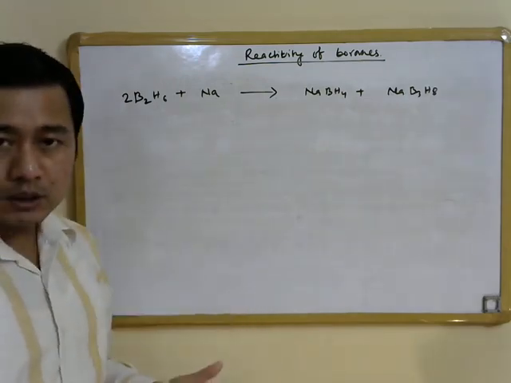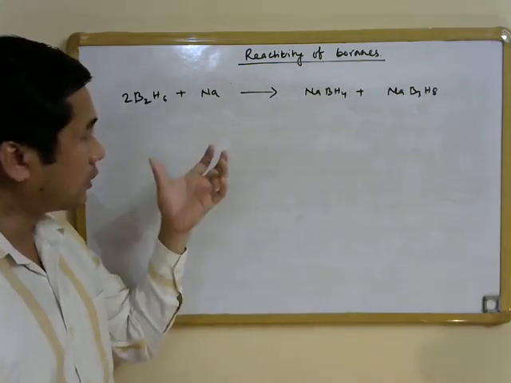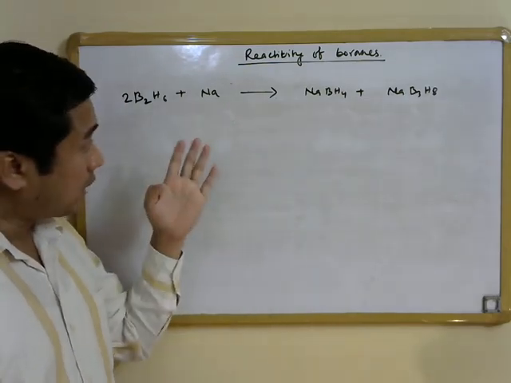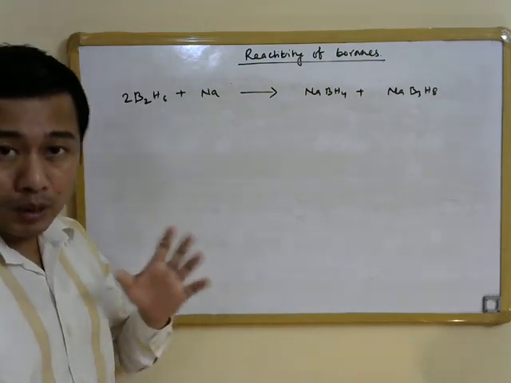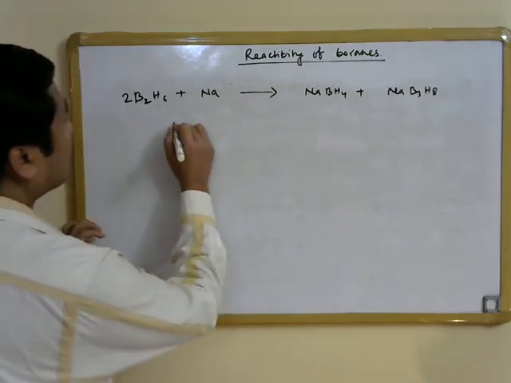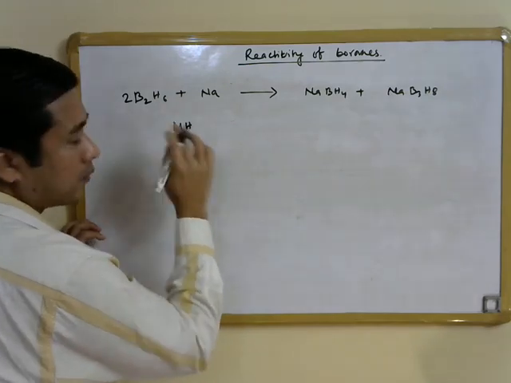So there are other methods of preparation of sodium borohydride, or say alkali metal borohydrides. That is, one starts with the metal hydrides, alkali metal hydrides.